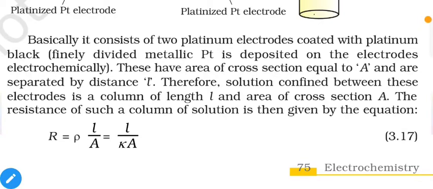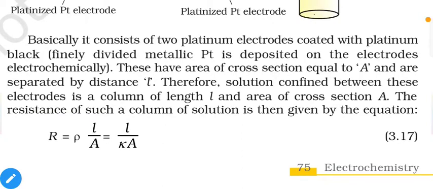These electrodes have an area of cross section equal to A and are separated by the distance L. Therefore the solution confined between these two electrodes is a column of length L and area of cross section A. Just like a solid substance, resistivity is directly proportional to length and inversely proportional to area, and the opposite is true for conductivity. Conductivity is directly proportional to area of cross section and inversely proportional to length.